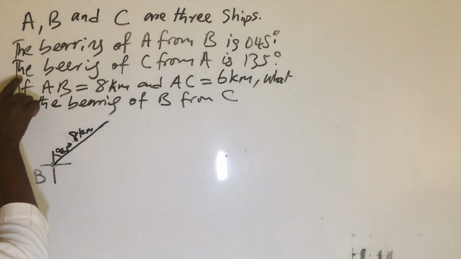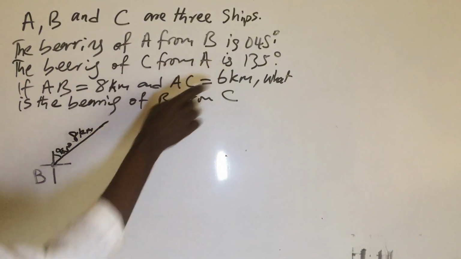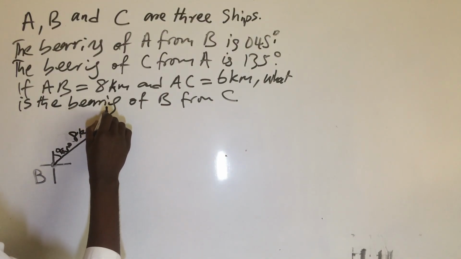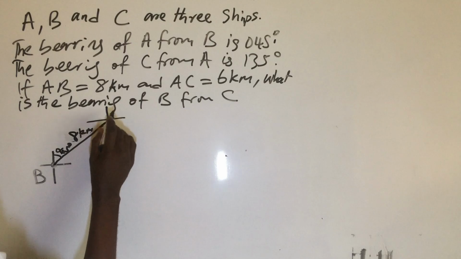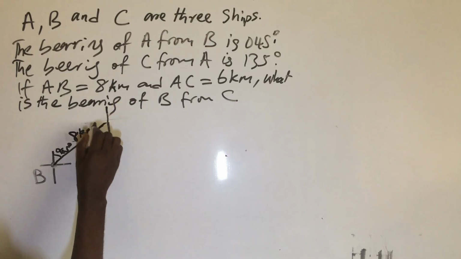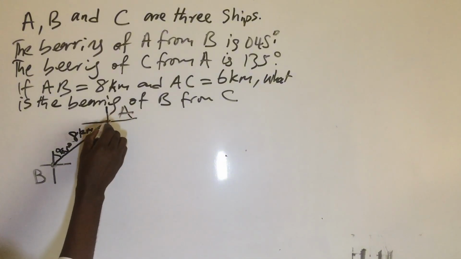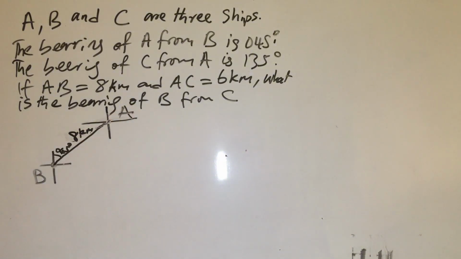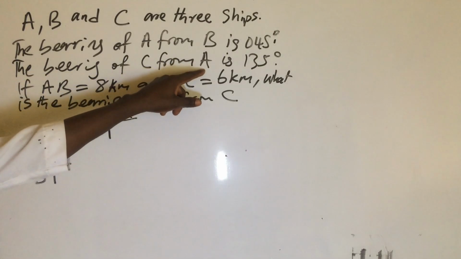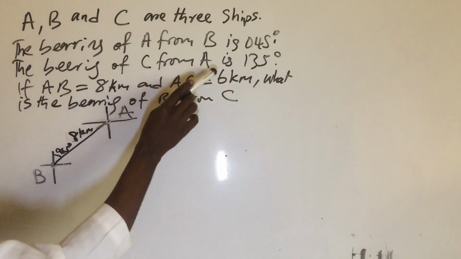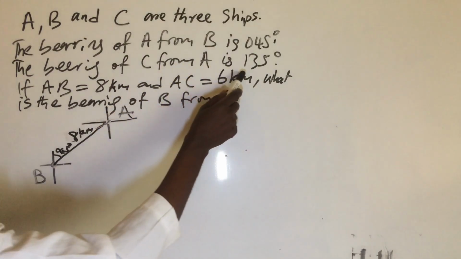So the second part says the bearing of C from A. You know, A comes from here and reaches here and stops. We now have our four cardinal points. This is point A, okay? Now, they say that the bearing of C from A is 135. Now, ship C, which is the third ship, takes off from A with the bearing of 135.